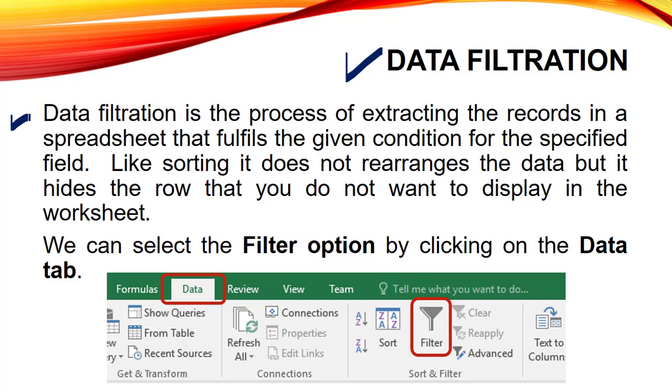Now for implementing this data filter in our table, we have to use the filter option by clicking on the Data tab. As you can see over here, it is the main tab bar of our Excel sheet. From this you have to click on Data and then click on the Filter option that is available under the Sort and Filter section.